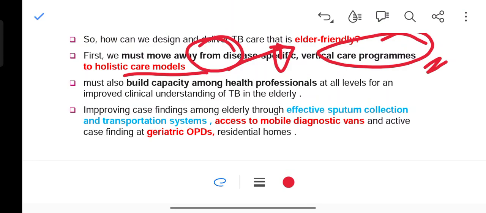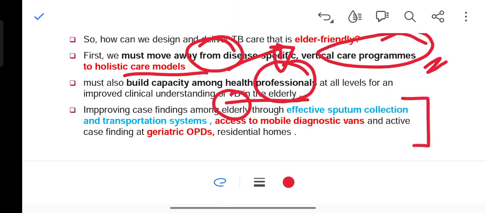And we must also build capacity among healthcare professionals at all levels for an improved clinical understanding of TB in the elderly, along with improving case finding, that is, how many persons in the higher age group have the issue of TB.